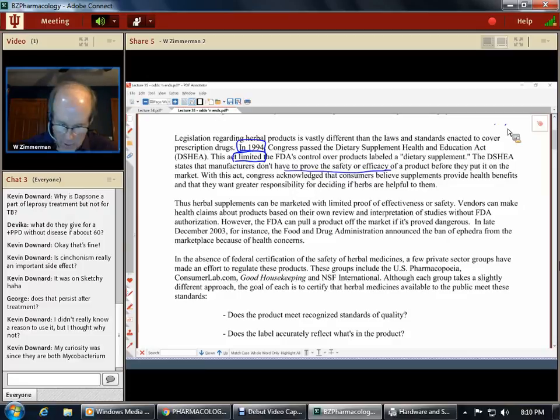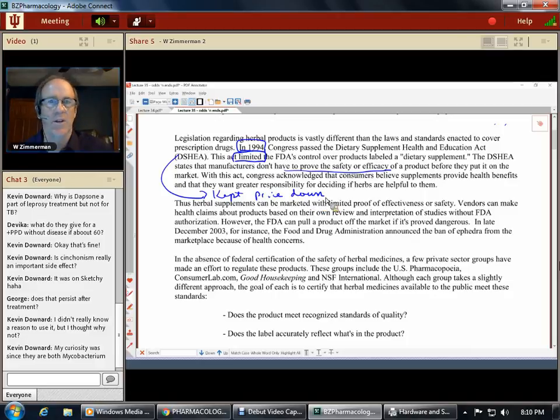The whole point of this was that it kept the price down. If you're going to require all of the studies that are done for a new drug application, these herbal medicines will skyrocket in price. That's not what consumers wanted. So these drugs can be marketed with limited proof of effectiveness or safety. Vendors make claims. The FDA can pull a product off the market if it's proved dangerous. So there is legislation to do that.